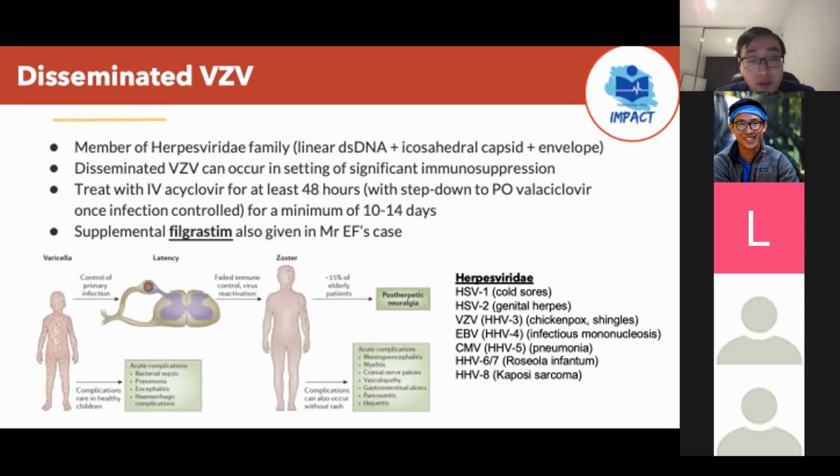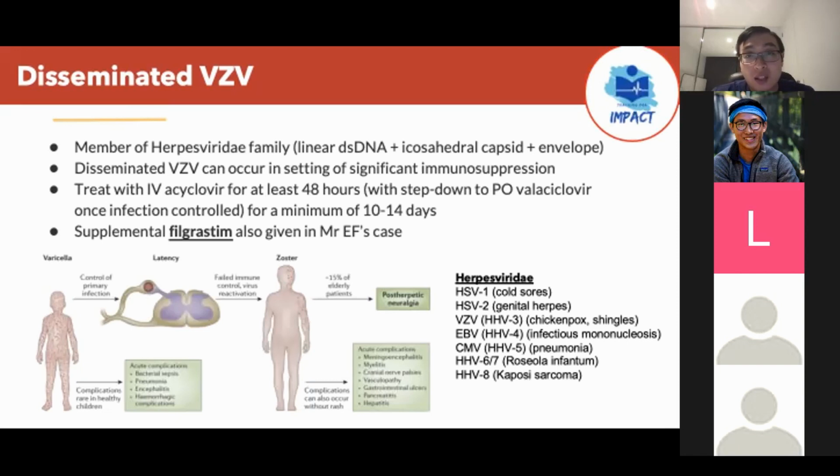So the treatment of disseminated VZV is quite simple. This patient was placed on IV acyclovir, usually for at least 48 hours. And then once a clinical improvement is confirmed, you step down to oral valacyclovir for a total of 10 to 14 days of antivirals. And once the lesions have completely crusted over, then you can take the patient out of airborne and respiratory precautions.